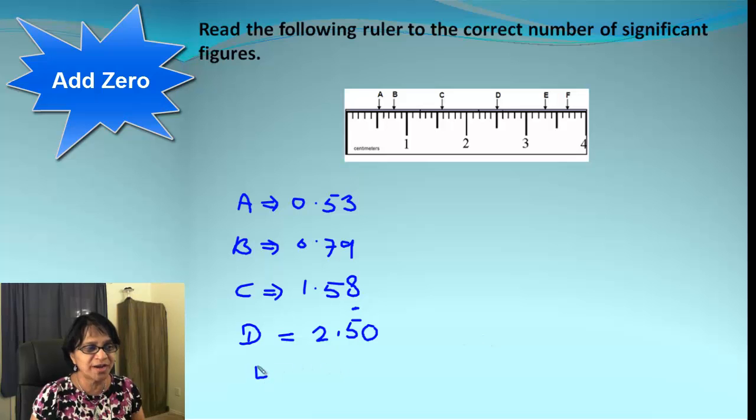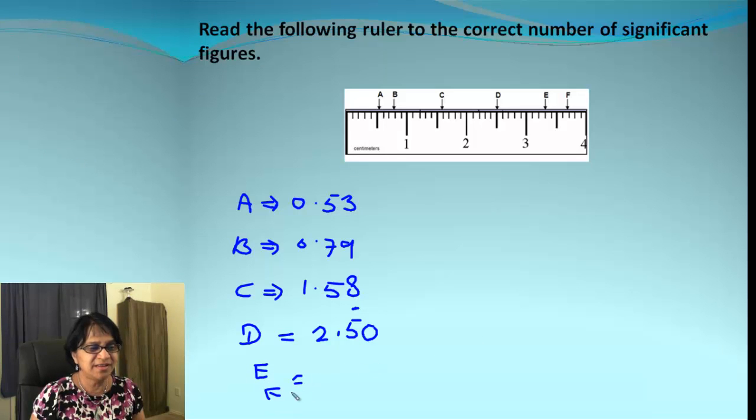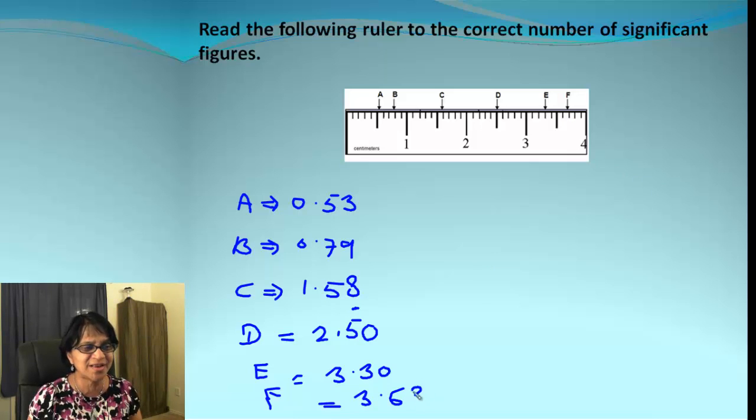And we can also find out the readings for E and F. E is 3.30 because it's coinciding with 3.3. And the last one is between 3.6 and 3.7. We are sure about 3.6. Since it's closer to 3.7, let's estimate that to be 8. Alrighty.